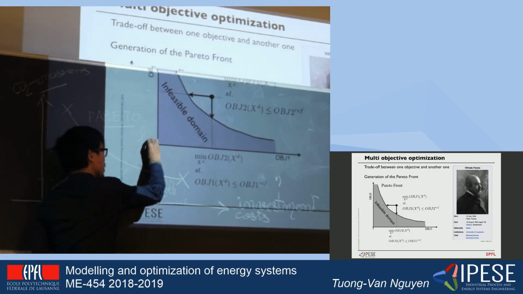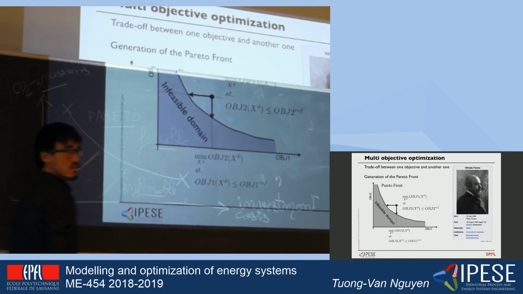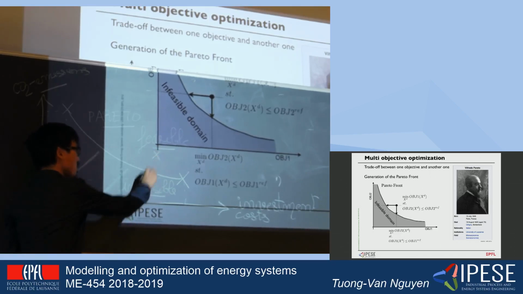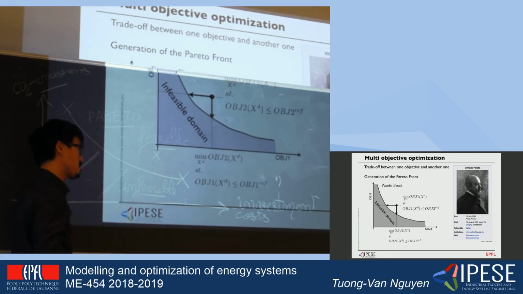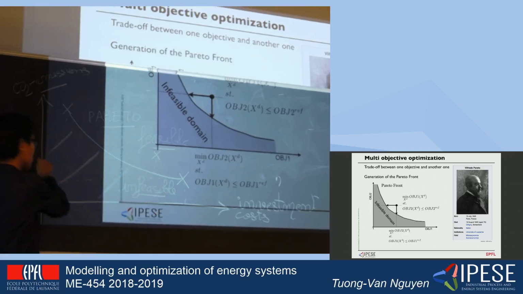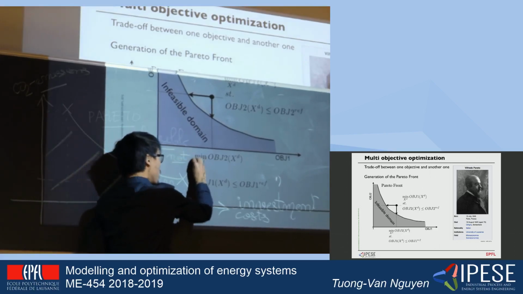And this one is feasible, but it's not optimum. If you take a point there, for example, there is something equivalent on the border, on this relation, that has the same investment cost, but it has a lower CO2 emission. So this one is just feasible, but not optimal.